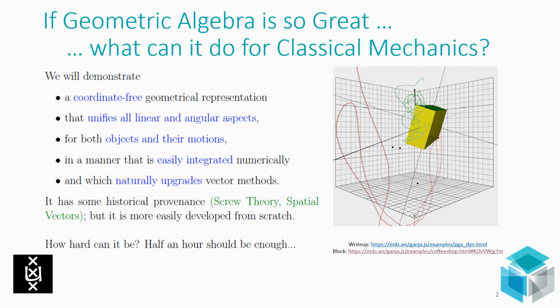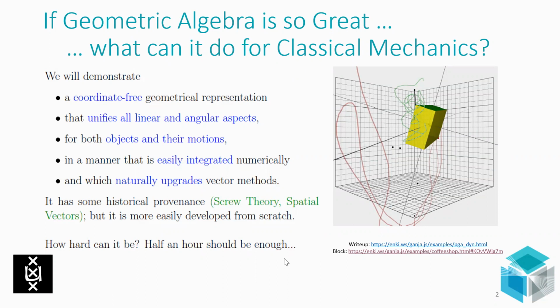What we will demonstrate is a coordinate-free geometrical representation, which unifies the linear and the angular aspects, the angular momentum and the linear momentum, for both the objects and the motions. So it's not a specialized motion representation, it's actually integrated with objects. It can be integrated numerically rather easily, as you saw from the little blob that I had there. And it also naturally upgrades existing vector methods. So what you have done, you can incorporate in there, but you'll get additional value from that.